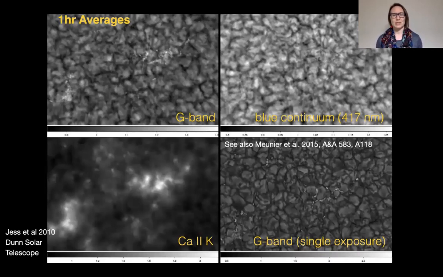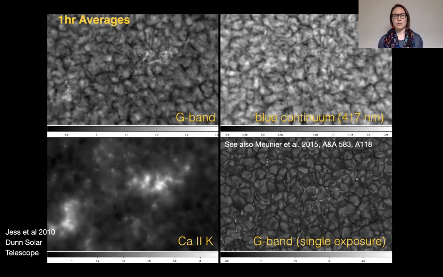However, the granulation doesn't really average out very well. What I'm showing you here is some images of the sun from the Dunn Solar Telescope. A single exposure is shown in the bottom right-hand corner, and all the other ones are 1 hour time averages. You can see that even after you've averaged for over an hour, you can still really make out the structure of the granulation. Part of that is because the granules tend to appear and disappear in the same locations. So this sort of signal, or noise, if you will, is quite correlated.